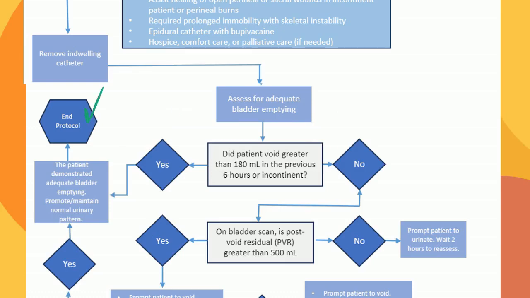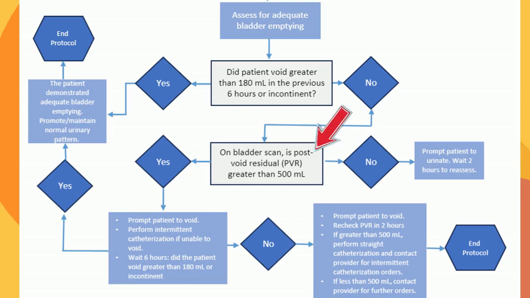If the patient hasn't voided at least 180 mLs in the 6 hours, then you're going to do a bladder scan and measure the post-void residual. However, if they were not able to void 180 mLs or they have not been incontinent in the last 6 hours, then on the bladder scan, is the post-void residual greater than 500 mLs?